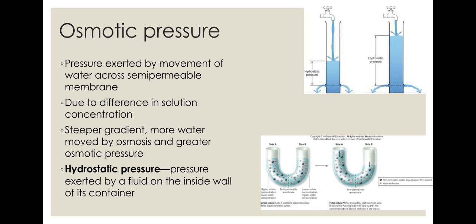So what is osmotic pressure? What are we talking about here? Osmotic pressure is just the pressure that is exerted by the movement of water across this semi-permeable membrane. And it's due to the solution concentration differences. If there is a steeper gradient, the water is going to move by osmosis, and there will be this change to a greater osmotic pressure.